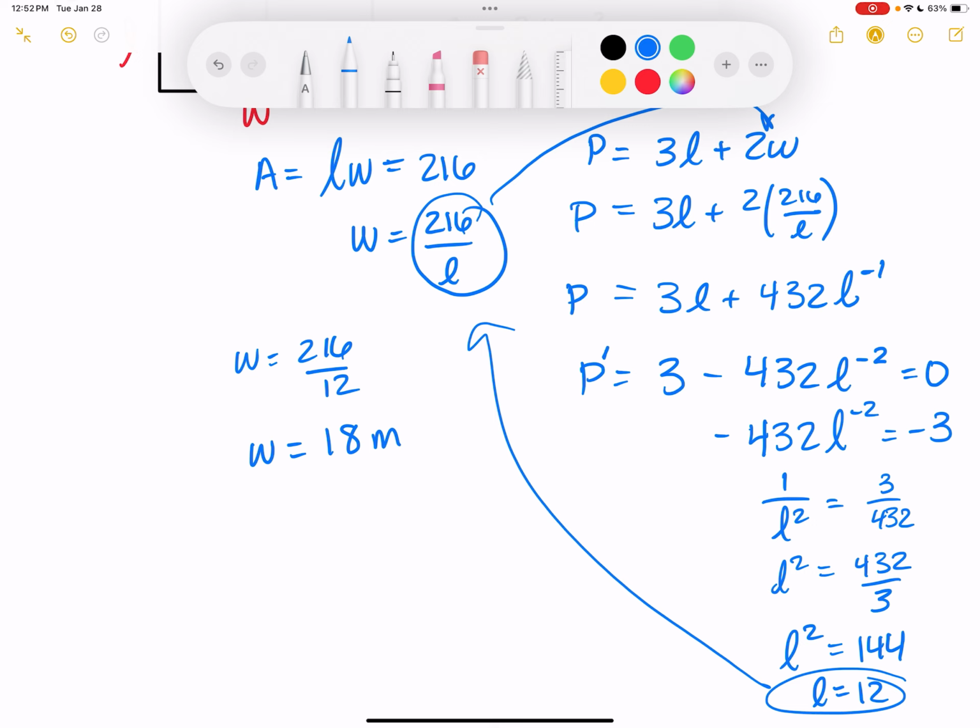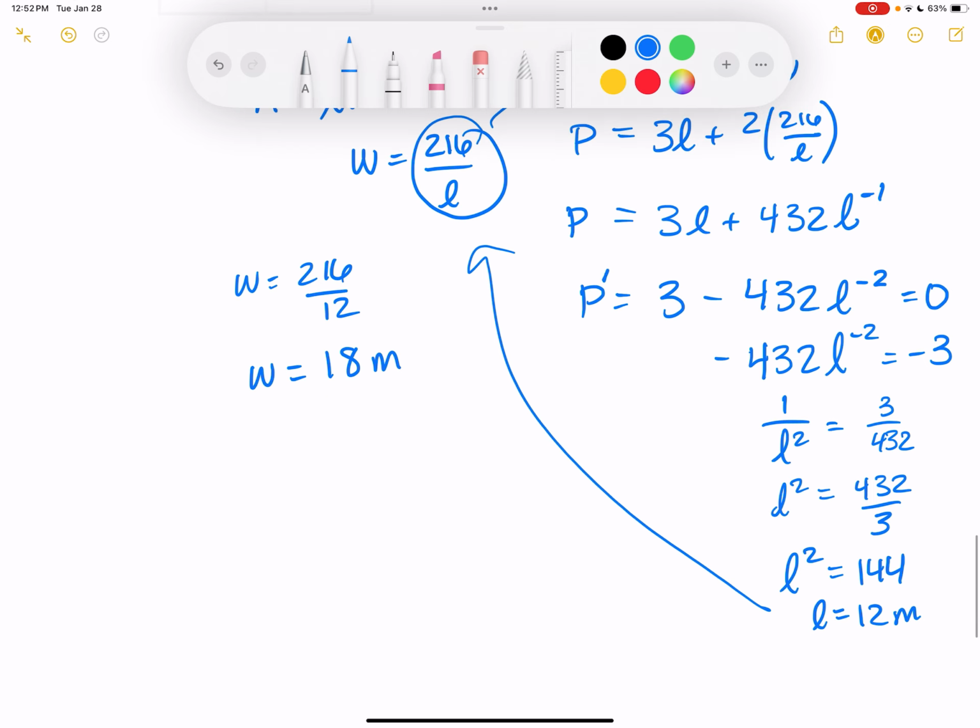Oh, I forgot my units on the line. Oh yeah, I did too. Look at that. I think it's just because I'm solving for these things, and then when I go to write the answer, I'm like, okay, I can put units on them now.